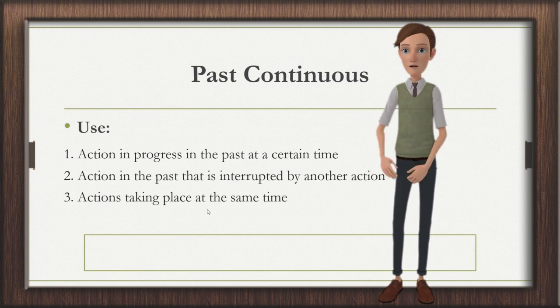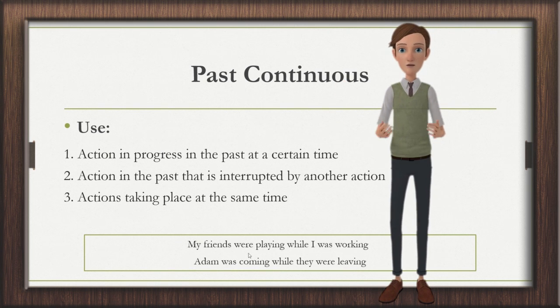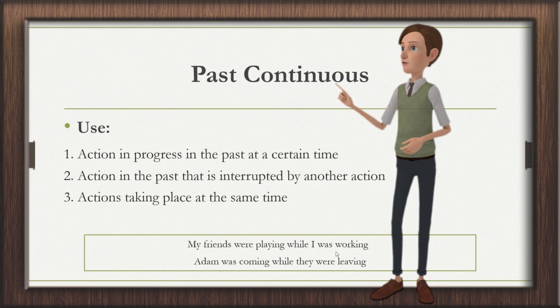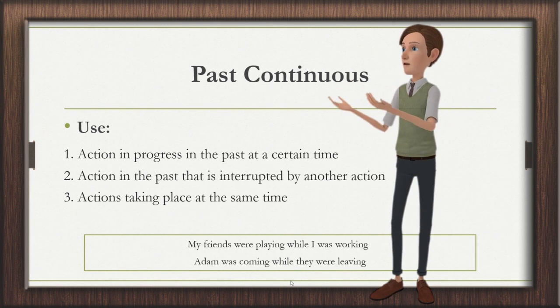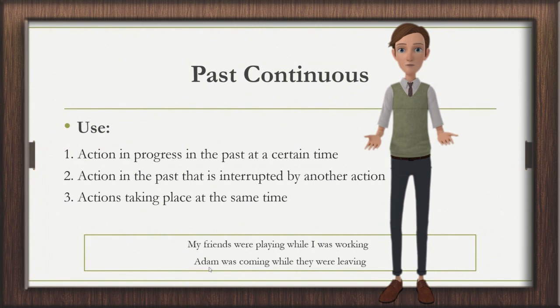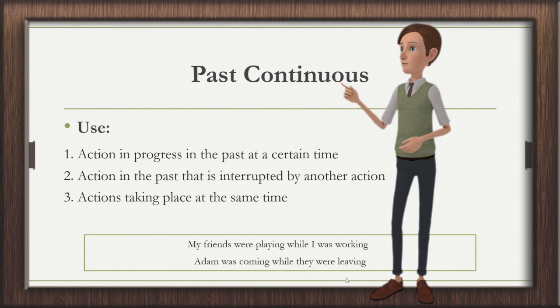Actions taking place at the same time. My friends were playing while I was working. So at the same time that my friends were playing, I was working. Adam was coming while they were leaving. So Adam was coming at the same time that they were leaving.